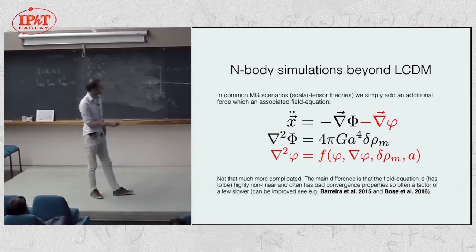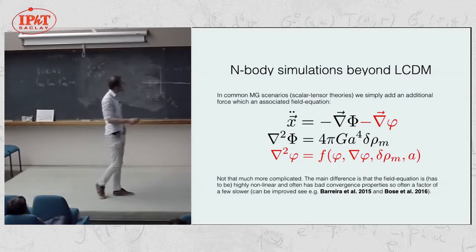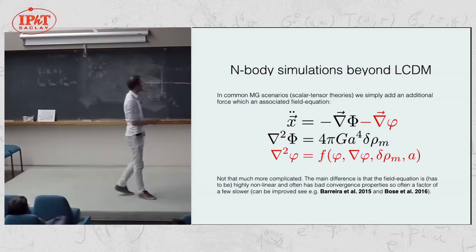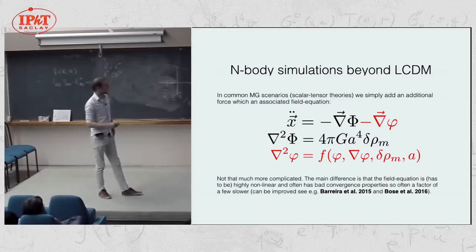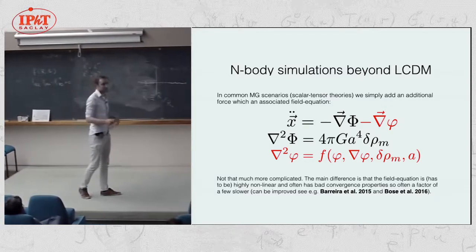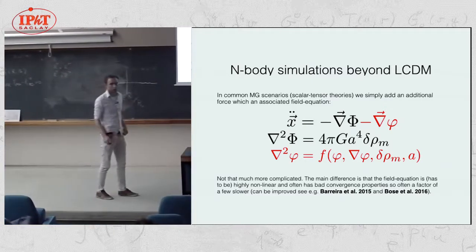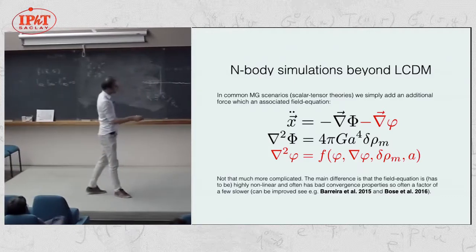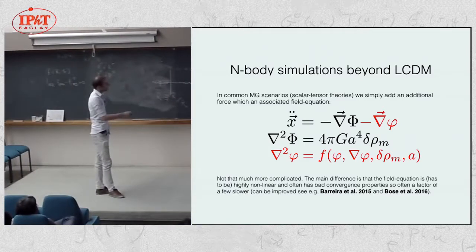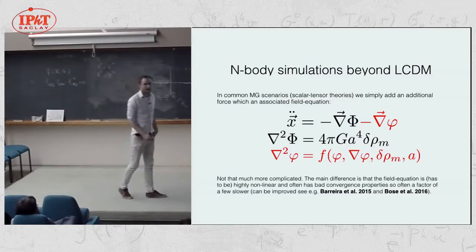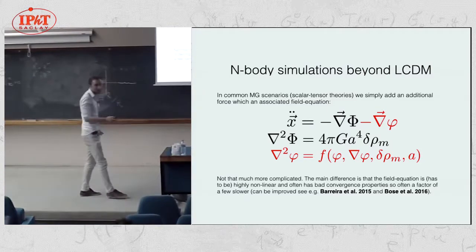The main difference is that this field equation is, or rather has to be, in order to have screening, highly nonlinear and often has bad convergence properties, which makes it a bit slower, like a factor of few slower. However, this can, in some cases, be improved so that it's only a factor of 1.5 or 2 slower than lambda CDM simulations. But that's not too bad.